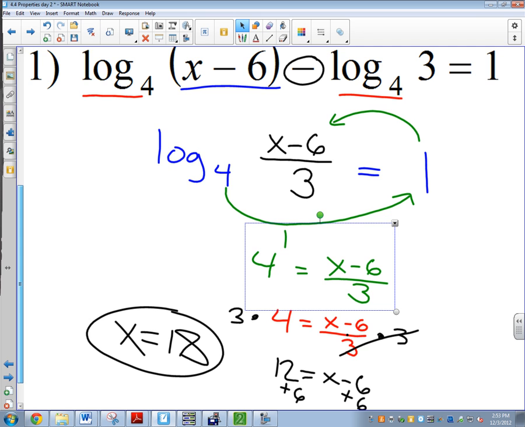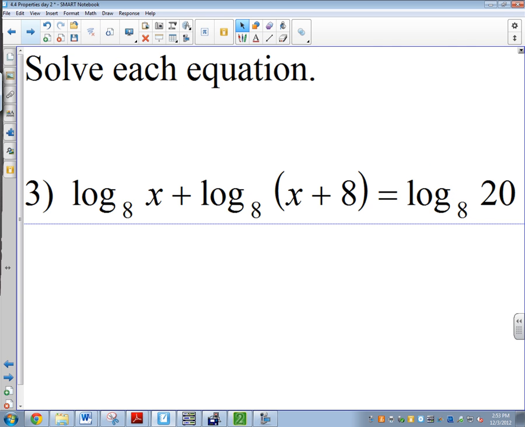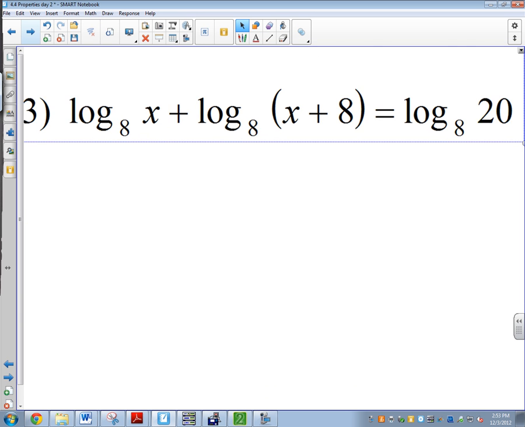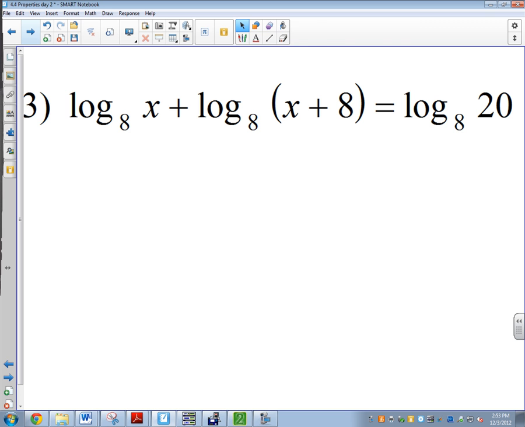All right, second problem here. Same idea, solving the equation. So when I first look at this problem, I see I have log twice on the same side. So since I have log written on the same side twice, I need to condense. So log base 8.